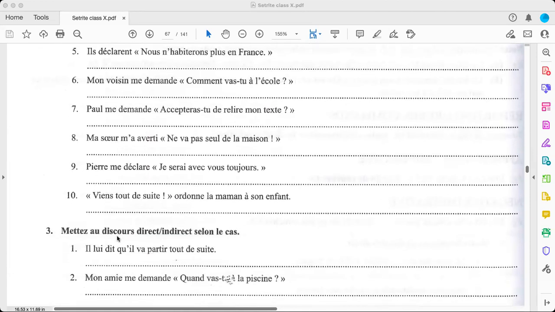Pierre me déclare, je serai avec vous toujours. Pierre me déclare. This is a declarative sentence. Déclare. Je, first person, so you will check the subject. Pierre is il, qu'il, sera. Avec would remain the same. Vous: after avec, we use the tonic pronoun, so vous is second person with me, so you will change this to the tonic pronoun as per the first person, avec moi, toujours.